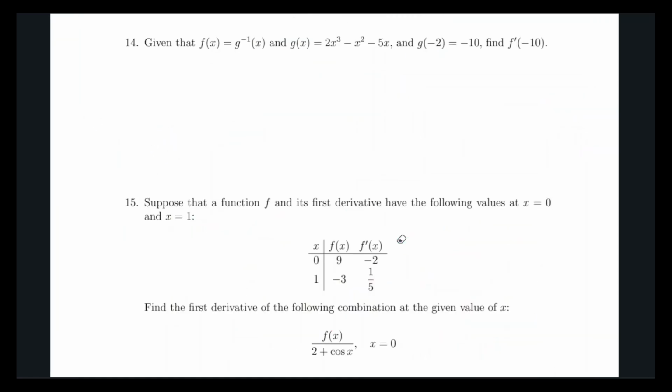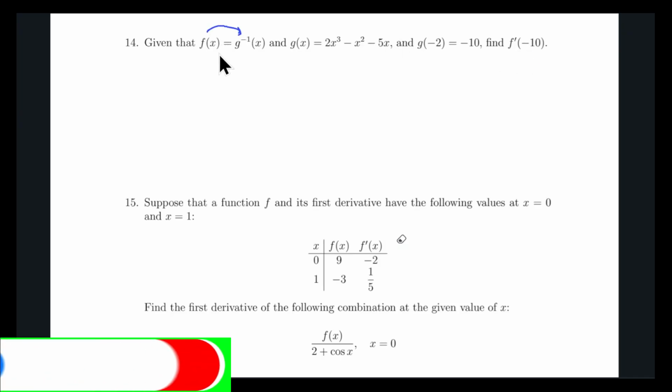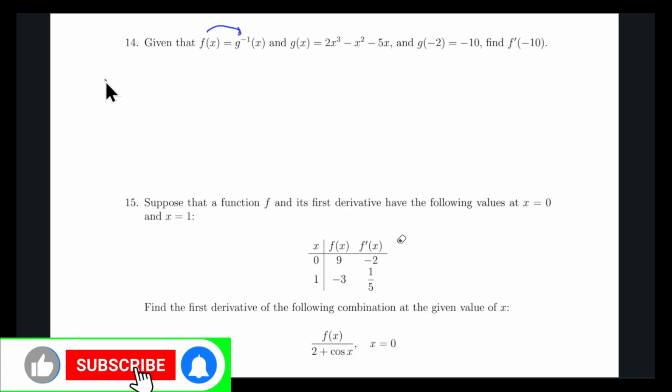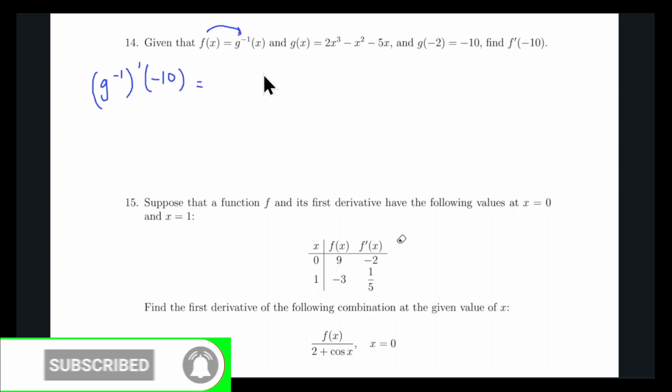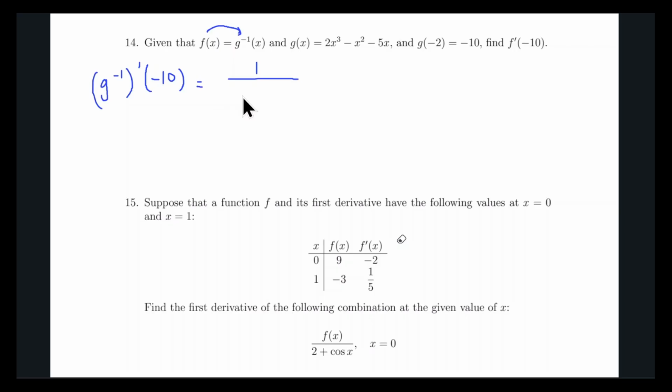Right, guys, another similar question. F of x is g inverse x and g of x is given. We need to find what is f prime of negative 10. I know that f is g inverse, so f prime of negative 10 can be written as g inverse prime of negative 10, which can be written as 1 over g prime of g inverse negative 10. And g inverse negative 10 we already know, right? Because g of negative 2 is negative 10. So g inverse of negative 10 is negative 2. So 1 over g prime of negative 2.